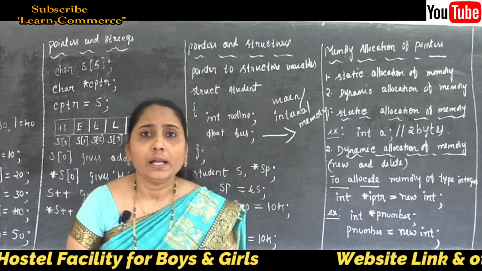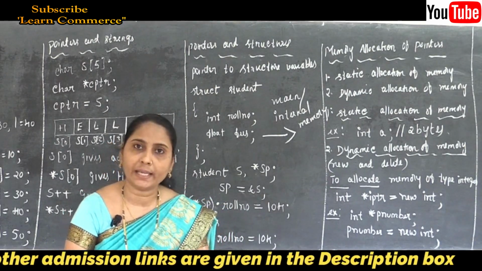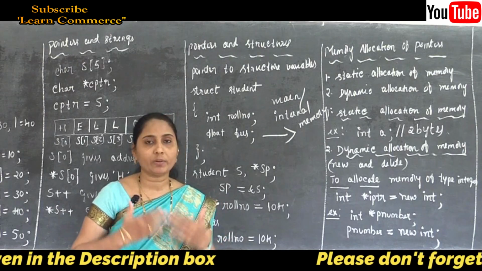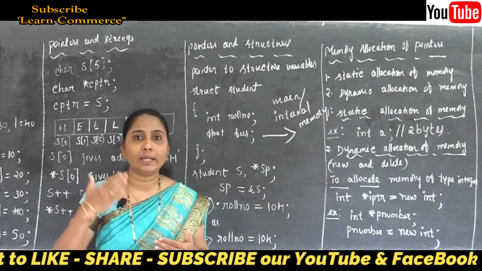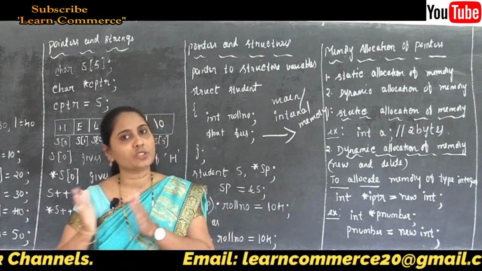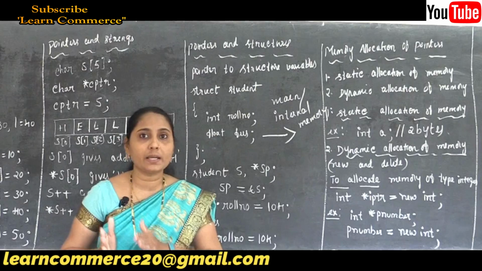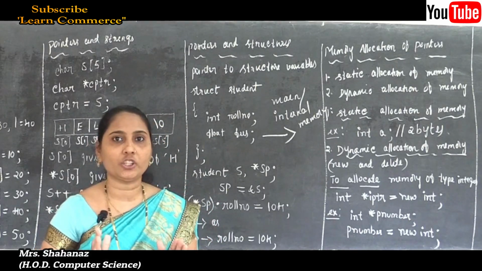Now let's see dynamic allocation of memory. The static one we already covered. Whatever variable we declare, it is allocated during declaration time itself, and it is not possible to increase or decrease its size. That means it is fixed, and that is called static allocation of memory.